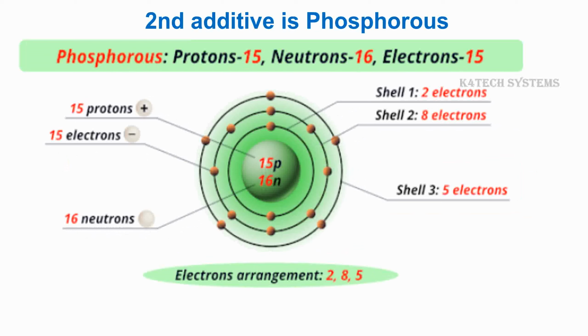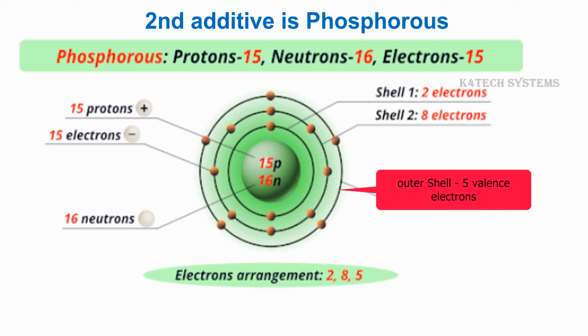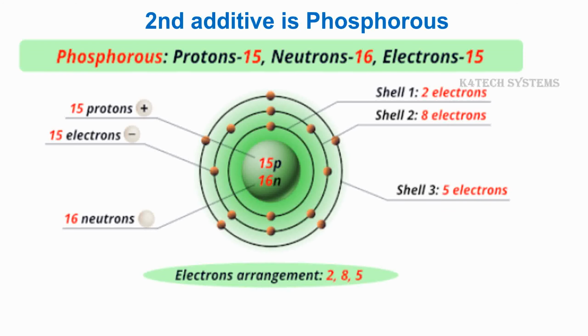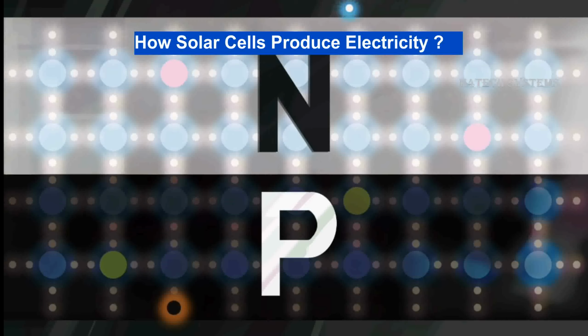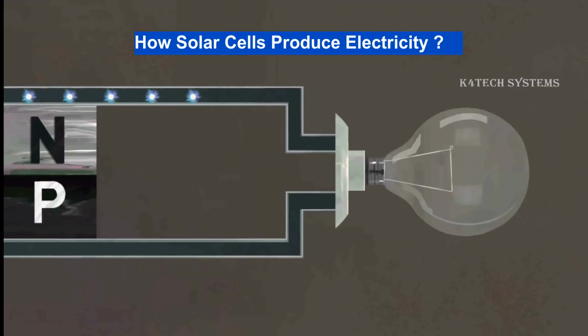The second additive is phosphorus. There are 15 protons, 16 neutrons and in the 3 outer shells 15 electrons. In the outer shell there are 5 valence electrons. To make one freely movable electron, we combine a silicon atom which has 4 valence electrons with a phosphorus atom which has 5 valence electrons, so one electron becomes free. To make one free hole, that is a positive charge, in the silicon atom, it is combined with a boron atom which has 3 valence electrons. It is like these additives are added in silicon.